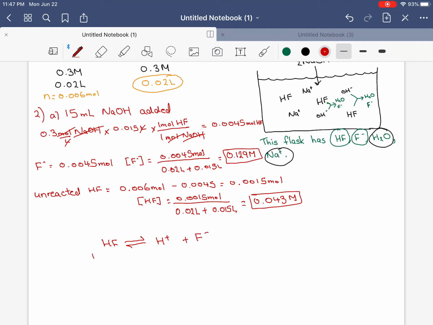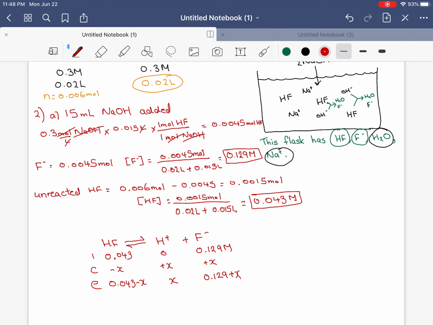So this is the dissociation. In your ICE table, initially, of course, you have 0.043 HF. You don't have any H yet. And you have 0.129 molar of F. As you can see, you have more F right now than HF. Doing the diagram kind of agrees with me. And the diagram was drawn by Fluke, too. All right, 0.043 minus X. This is going to be X, and this is 0.129 plus X.